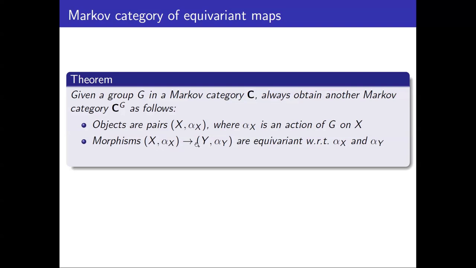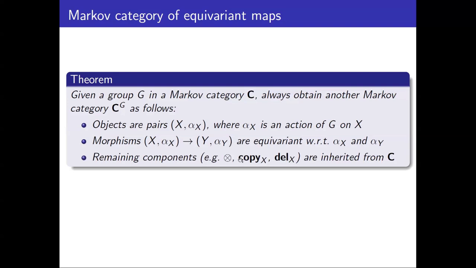We're going to say a morphism in this category is something that is a morphism in C that is equivariant with respect to alpha X and alpha Y. So previously between X and Y, we had all the morphisms there. In this category CG, we're going to just have the morphisms that are equivariant with respect to the actions that were specified. And it turns out that this is also a Markov category.